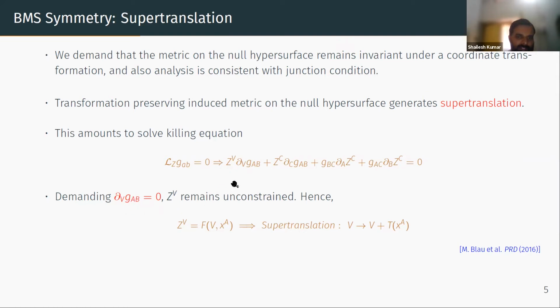the transformation, the Killing transformation along the V direction, will be basically unconstrained, and we can have a solution for this unconstrained parameter ζ^V of this sort, and further it can be written as V plus some function of your spatial coordinates. So this is what we call a supertranslation. This is what arises in the context of stitching of two spacetimes.